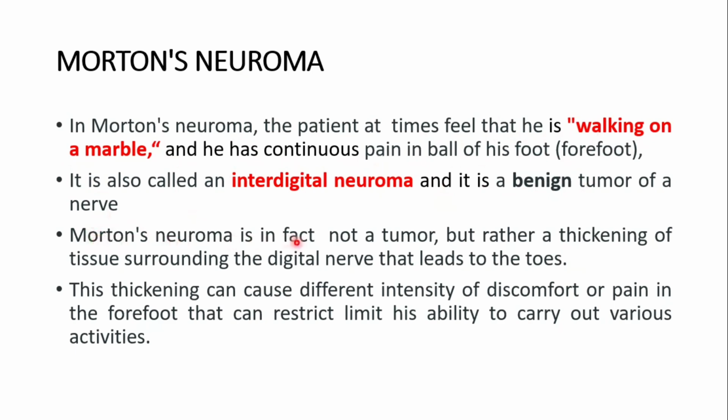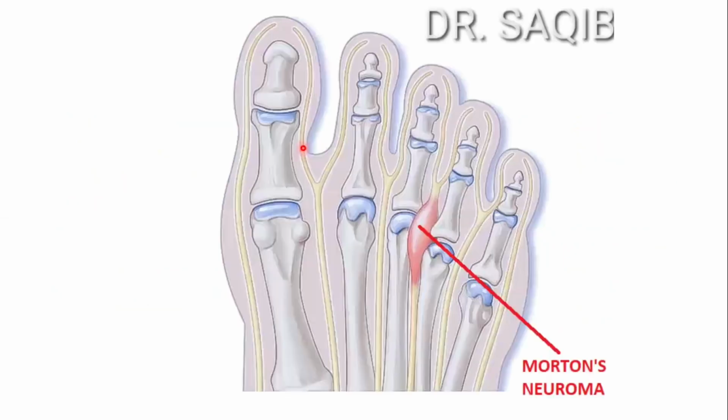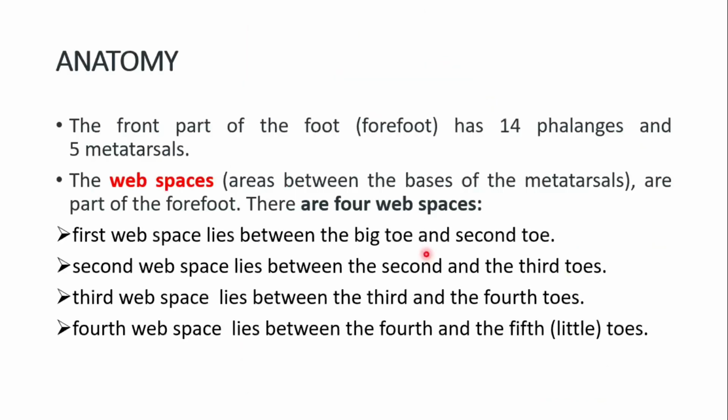Morton's neuroma is in fact not a tumor but rather a thickening of the tissue surrounding the digital nerve. This thickening can cause different intensity of discomfort or pain in the forefoot that can limit his ability to carry out various activities. Here you could see again that picture. This is the Morton's neuroma, third web space, common site.